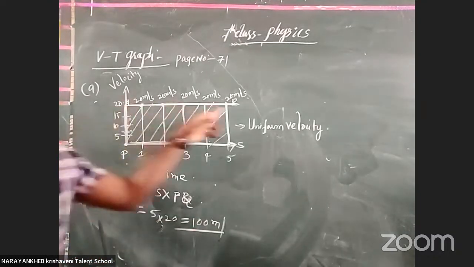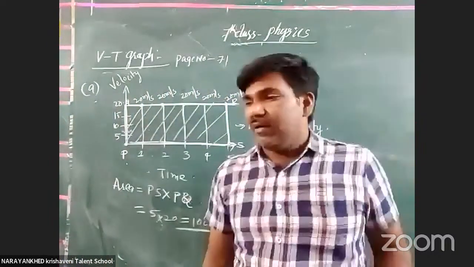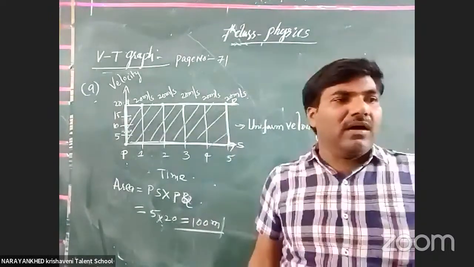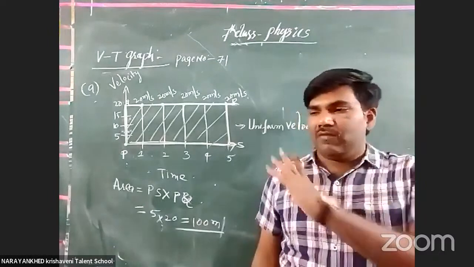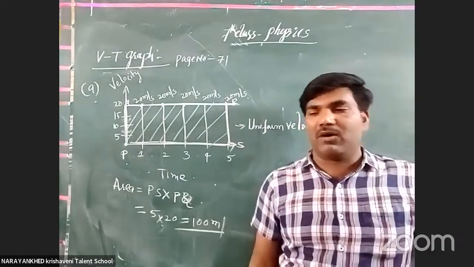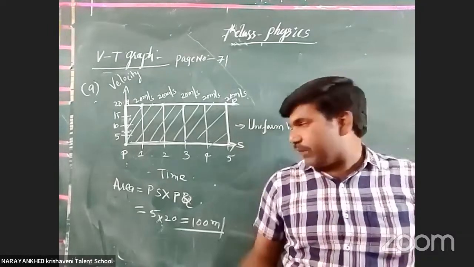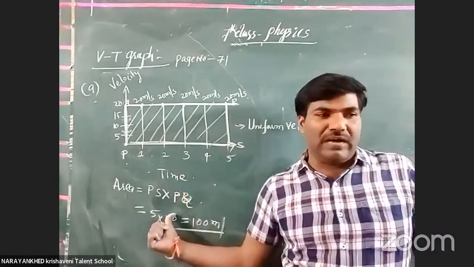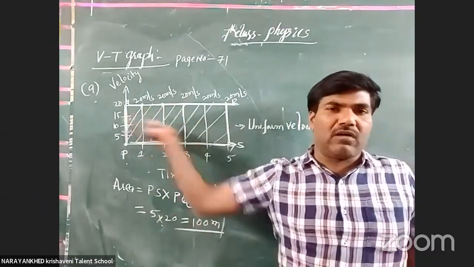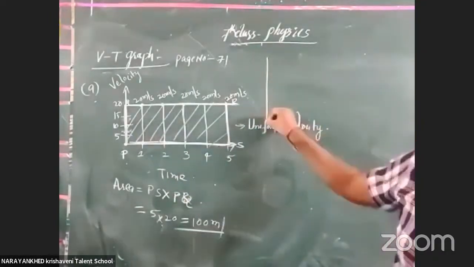The body traveled in this particular condition. How much distance? How much displacement? 100 meters. Okay, clear or not, all the students? From the velocity and time graph, we get how much displacement is made by the body. The displacement made by the body in this particular time is given by this velocity and time graph. The area contained below the curve provides the displacement. Understood, all of you?